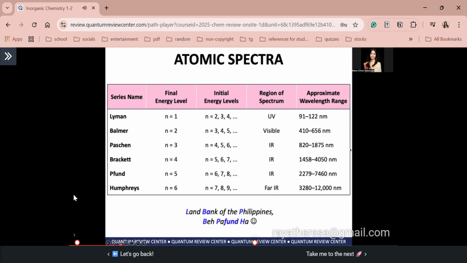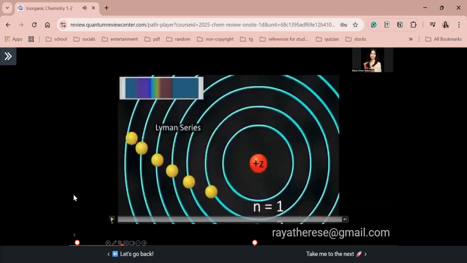The approximate wavelength range is also given here. Obviously, the shortest wavelength is UV, while the longest wavelength is far IR. Guys, I highly suggest that you also memorize the approximate wavelength range, just in case it comes out in the board exam. Again, the mnemonic is Land Bank of the Philippines, Bepa Fonha. Now, let's watch this quick video to summarize the hydrogen spectral series.